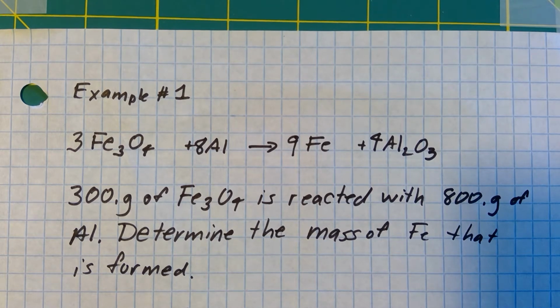In this reaction of Fe3O4, which is a type of iron ore, with aluminum to make iron metal and aluminum oxide, 300 grams of the iron ore is reacted with 800 grams of aluminum. Determine the mass of iron that will be formed in this process. So this is a classic limiting reactant problem because you know how many grams you have of the iron ore and the grams of aluminum. And our first step is to figure out which one of those two reactants is our limiting reactant.